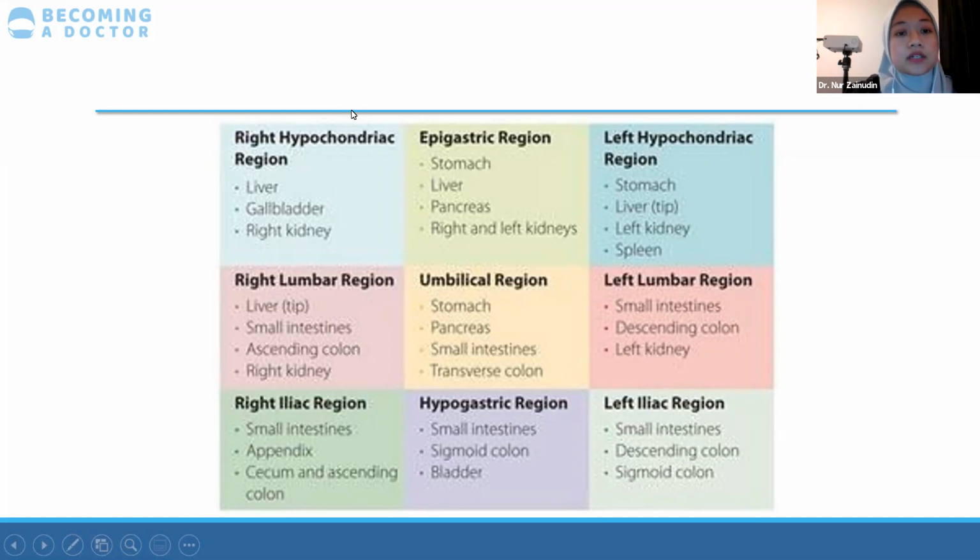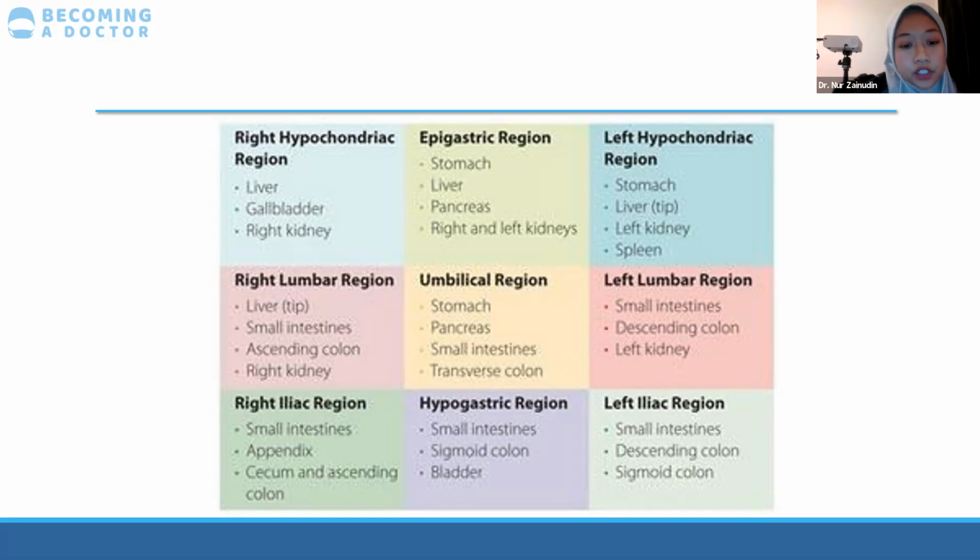So on the right side, top right, we have the liver, we have the gallbladder, and a little bit of the right kidney. In the epigastrium, we have the stomach, liver, pancreas, also a bit of the right and left kidneys. Left hypochondriac region, we have our stomach, spleen, liver tip, and the top bit of the left kidney. Right and left lumbar regions, we have the right and left kidneys. Umbilical region, the stomach, pancreas, small bowel, and transverse colon.